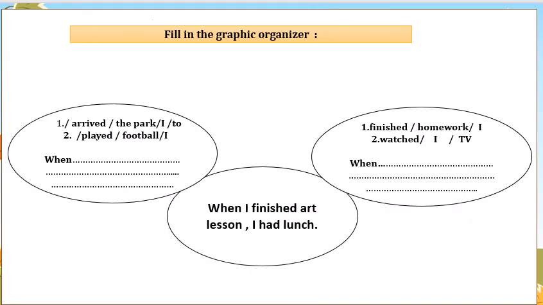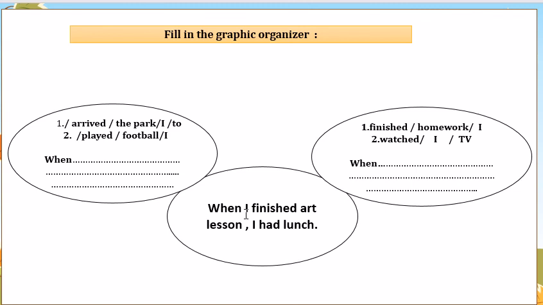Let's move to another activity. Fill in the graphic organizer. Yes, you can write the sentence in your notebook. Number 1, we have arrived at the park. Sentence number 2, played football. Finished homework. Watched TV.